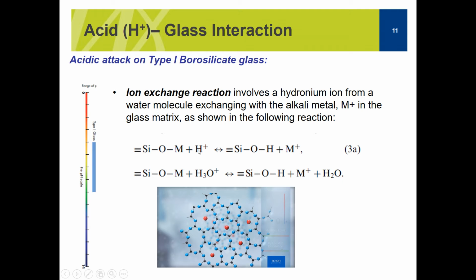So briefly, this is basically the formula for glass. So this is oxygen, silicon, and metal, plus hydrogen ion. So we're going to exchange the hydrogen. The hydrogen is going to take the place of the metal, and the metal is going to come off. So right now you have the oxygen bound to hydrogen and bound to silicon, and the metal is free. H3O, the hydrogen ion, is the same thing as hydrogen. It's just what it looks like in water.